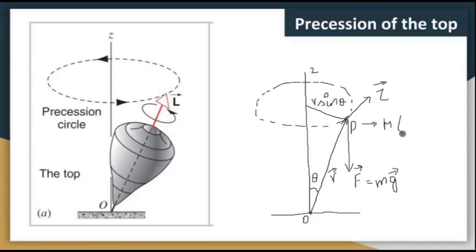The mass of the particle is capital M and the torque can be written as r cross F. When we expand it, we will get r F sin theta. We know the value of F, which is F equal to Mg. So when we substitute this value into this equation, we will get torque is equal to M g r sin theta.